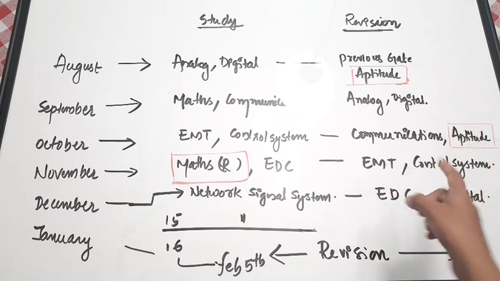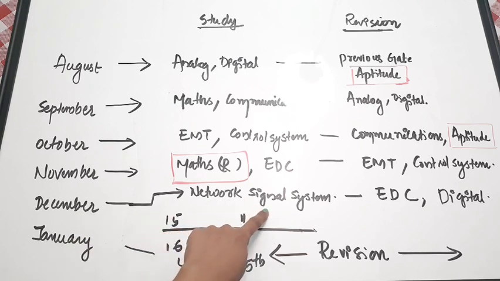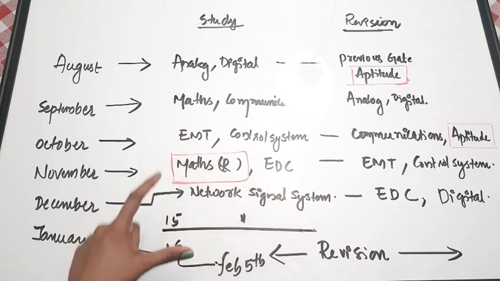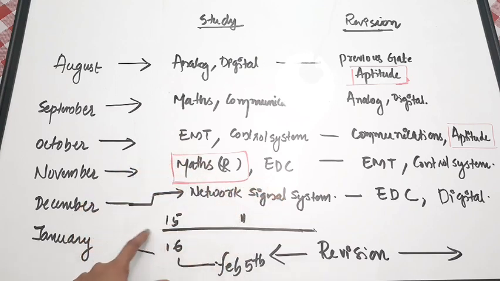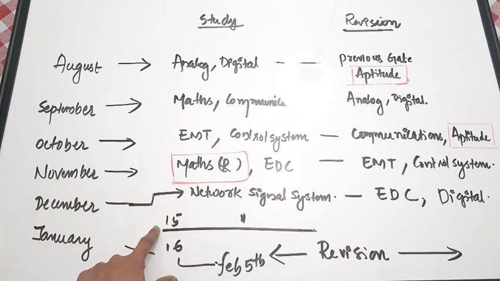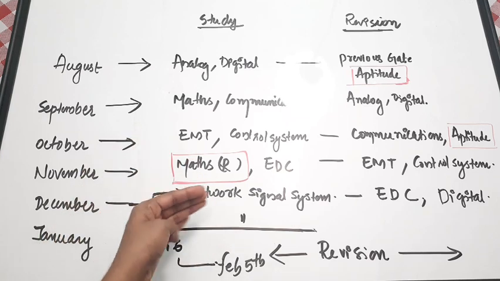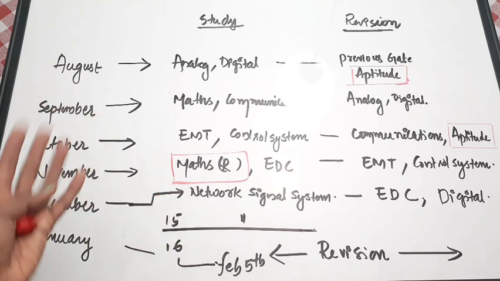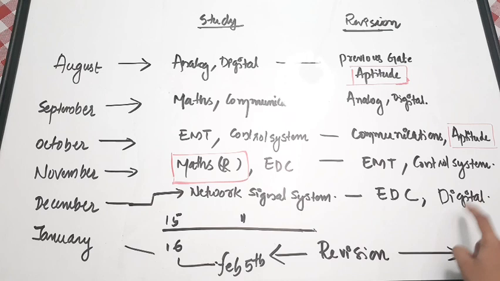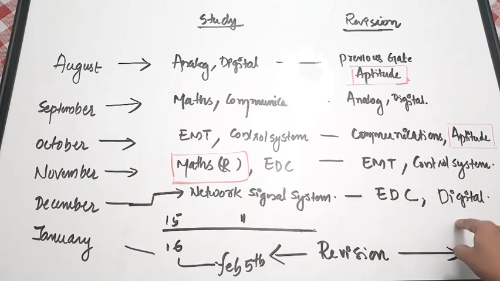Then after that, in December, you are going to study network and signals and systems. You know that network and signals and systems, given as a single subject, is a vast area. So study that in the entire December, taking it up to January 15th. This halfway of January month also you can use for network and signals and systems, because the syllabus is vast. Okay, and along with that, you have to revise EDC and digital. I have taken that here. So EDC and digital you are going to revise.